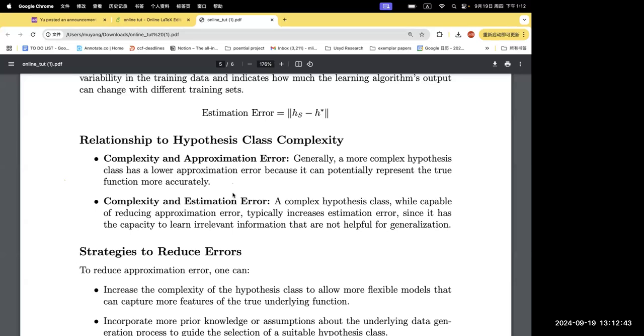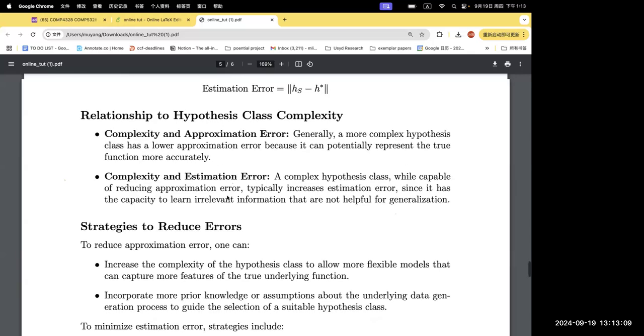So there is an inherent trade-off between the approximation error and the estimation error, right? It's like a bias and variance trade-off, and actually, bias and variance are very closely related to these two concepts. So there are no silver bullets that can give you optimal approximation error and estimation error at the same time.